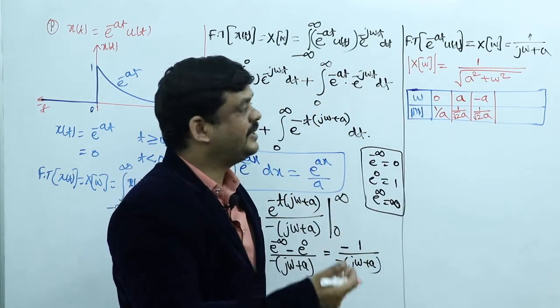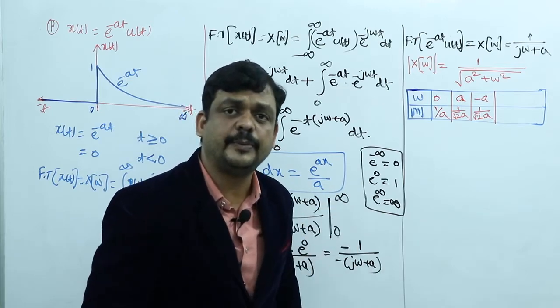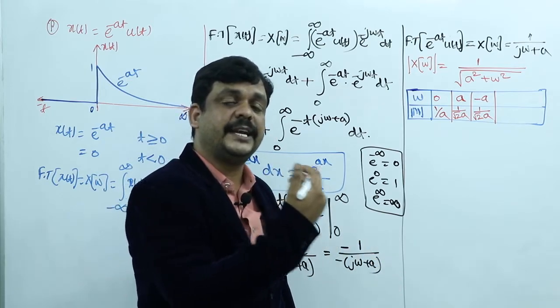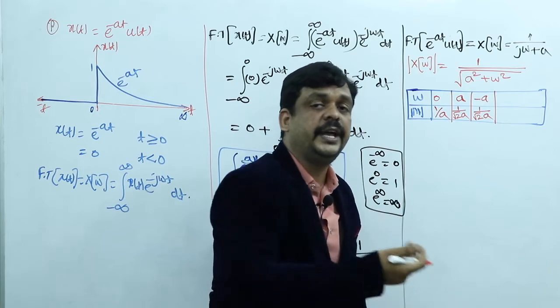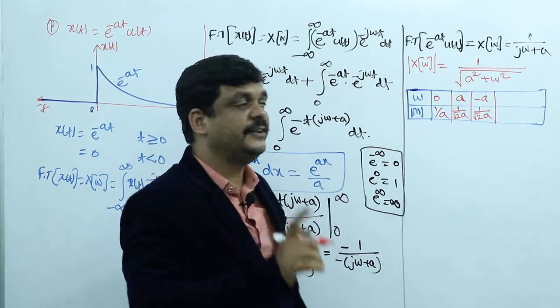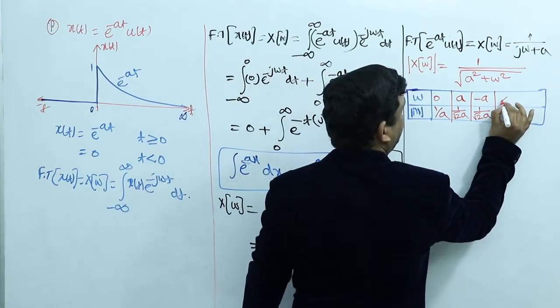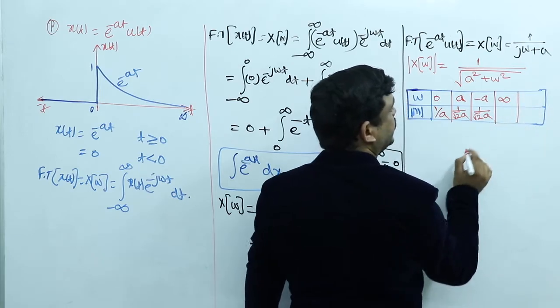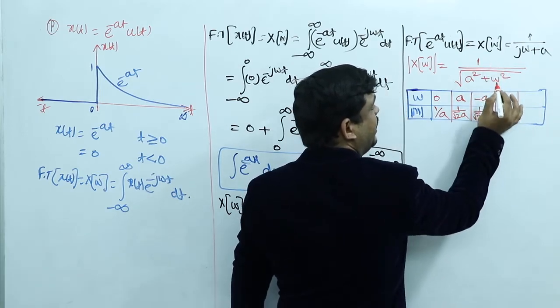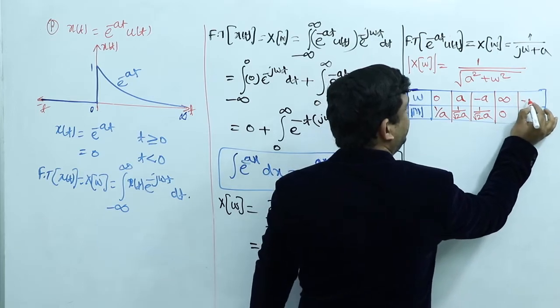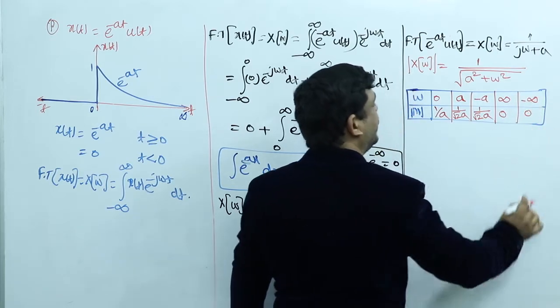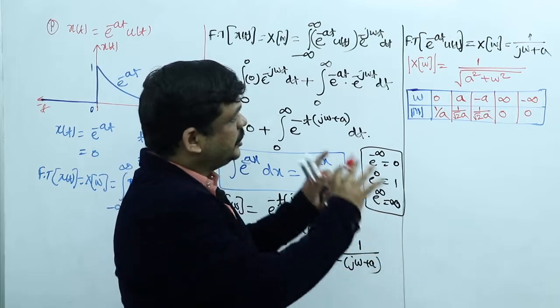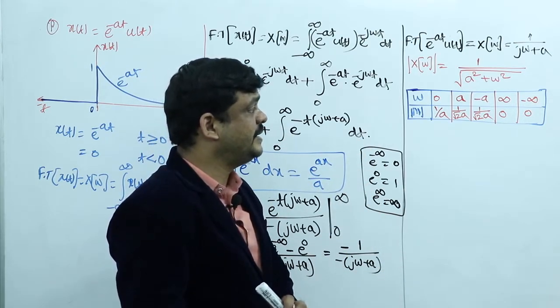Similarly, we have to substitute some other values: 2a, 3a, 4a, 5a, up to infinity. Positive time axis side infinity, positive frequency infinity, and negative frequency axis side minus infinity. That's why I am directly substituting the infinity value here. Something divided by infinity becomes 0, and if it is minus infinity, then also it becomes 0. So this explains the complete magnitude response.